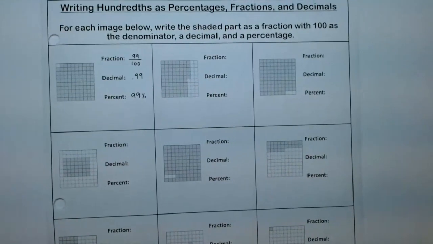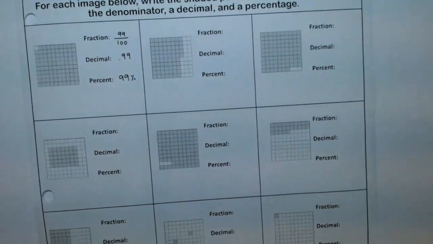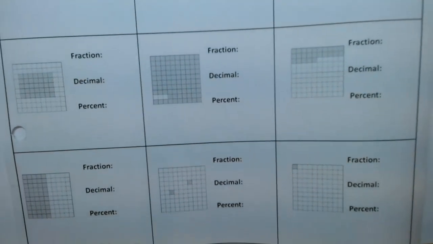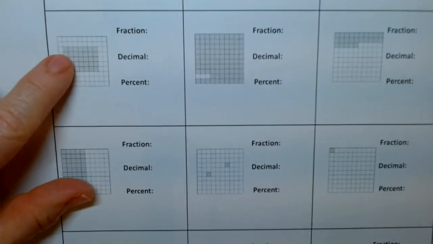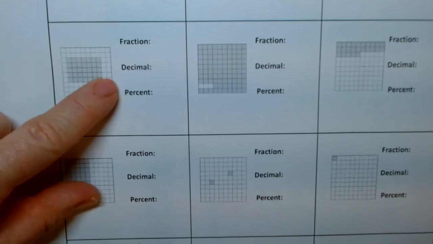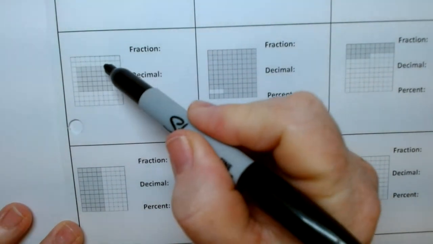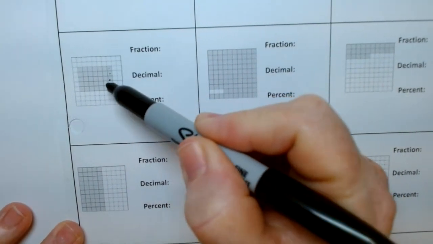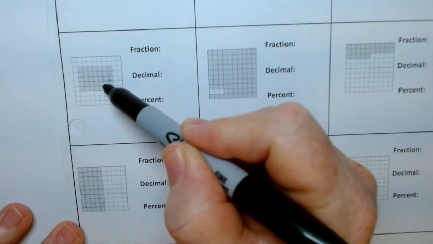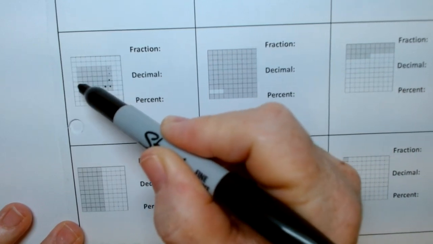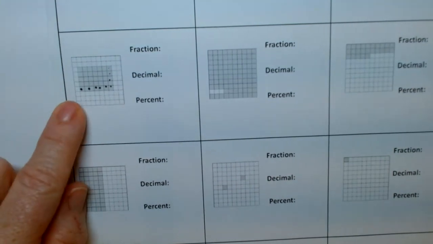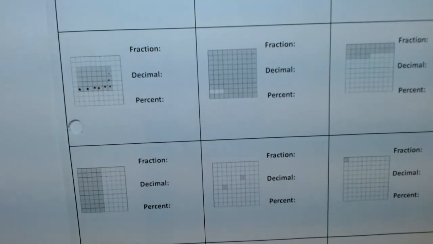Let's take a look at the next one. For each image below, let me see if I can make this a little bigger for you. We want to write the shaded part as a fraction, a decimal, and a percent. I'm going to tell you right now there's 100. Because it might be a little blurry, this is 1, 2, 3, 4 squares this way, and 1, 2, 3, 4, 5, 6 squares that way. If there's 4 by 6, what do you know? How big is that? What do you think?